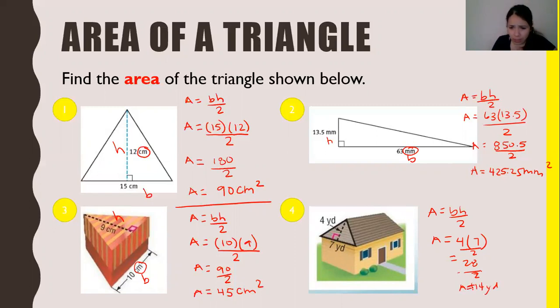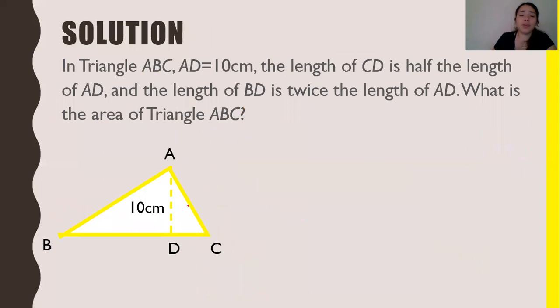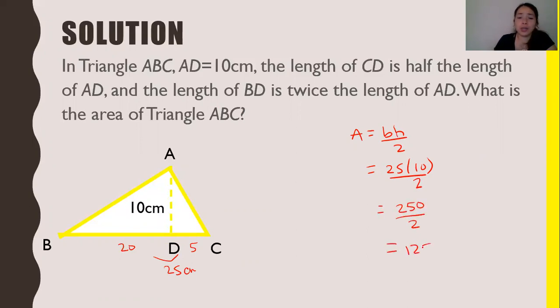Oh, that's supposed to say 14, not 114. 14 yards squared. Looking back at this problem, if you remember, this was 20, this was 5. We added it together, that's 25 centimeters. So now we're able to find the area for the whole triangle. A is equal to base times height over 2. You would go 25 times 10 over 2. That's 250 over 2, and that is 125. And I take the units, that would be centimeters squared, okay?